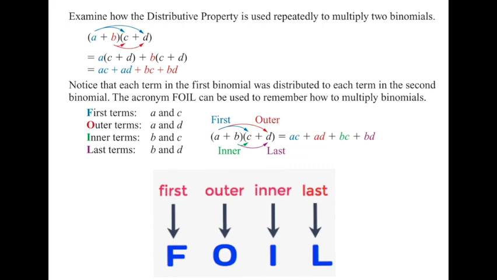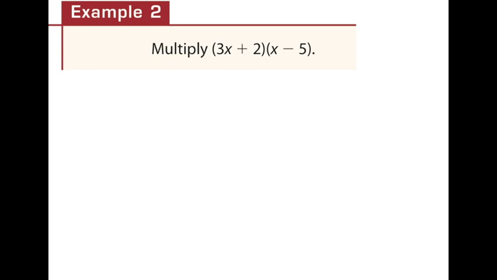So let's look at this example they've given us. They want us to multiply 3x plus 2 and x minus 5. So we are just going to multiply the first, outer, inner, and last terms here. So let's look at this one. So we're going to say 3x times x. That's going to be 3x squared, x times x. Positive 3x times negative 5 will give us negative 15x. Inner terms, we have positive 2 times an x, and a positive 2 times a negative 5.